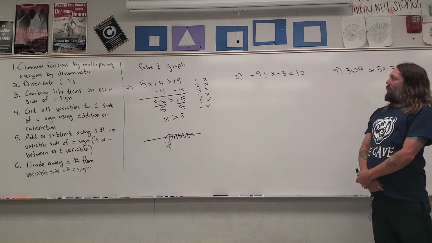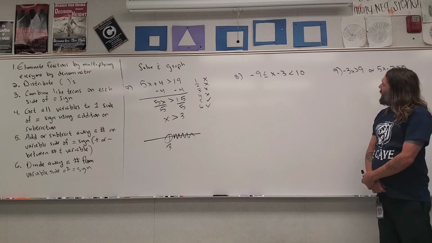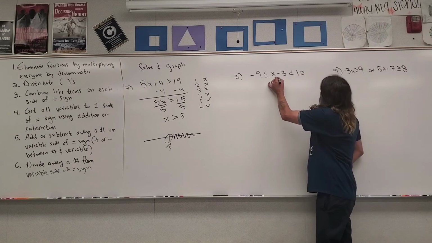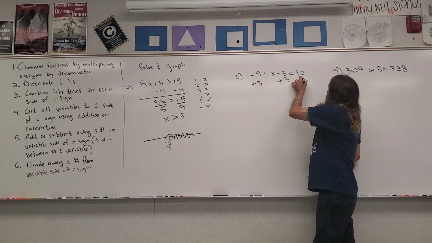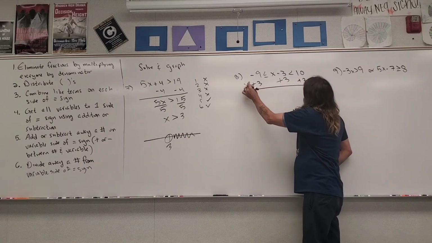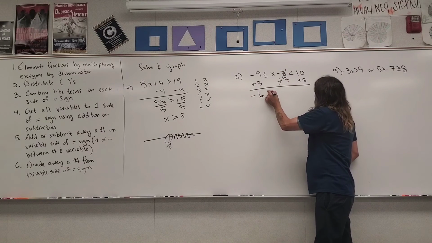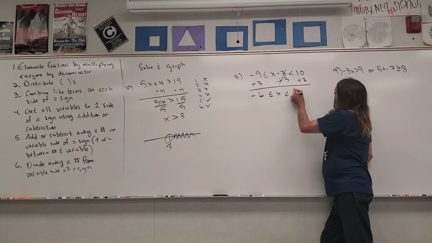Problem number 8. Again, we can do all the steps at once. This one, I only have to get rid of the minus 3. So I'll make the minus 3 go away. I go plus 3, and plus 3. And if I owe you 9, I give you 3 and tell me I owe you 6. The 3's cancel, and 10 and 3 gets me to 13. Learn how to add, there we go.